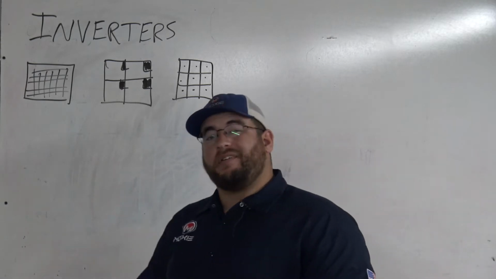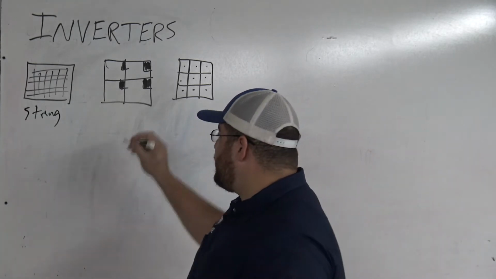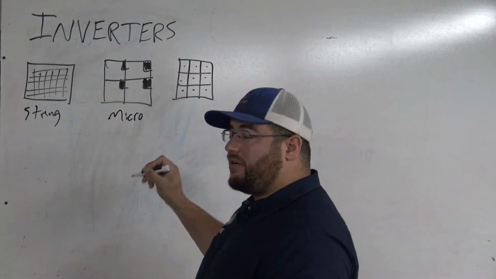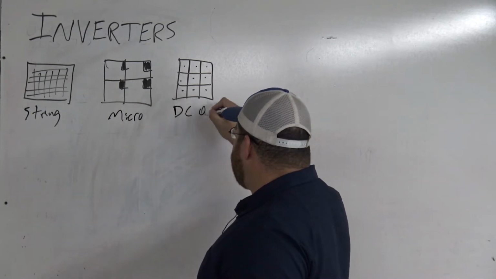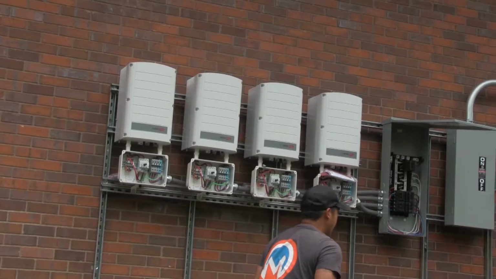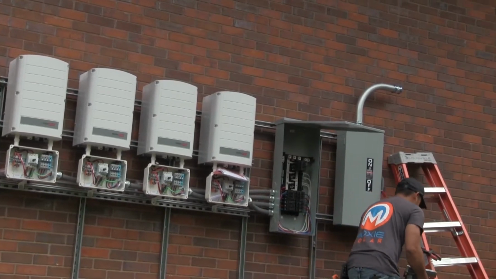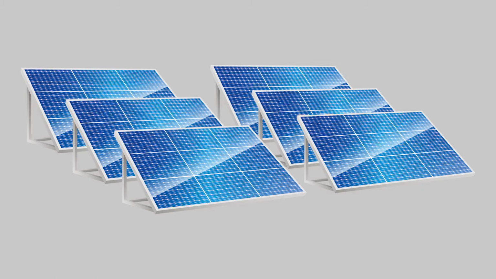Today we're going to talk about inverters. The first is a string inverter, the second is a micro inverter, and the third is a DC optimized system. The string inverter is the one that most people are familiar with. The problem is we consider it like Christmas lights. If one panel goes down, it affects the entire array negatively.